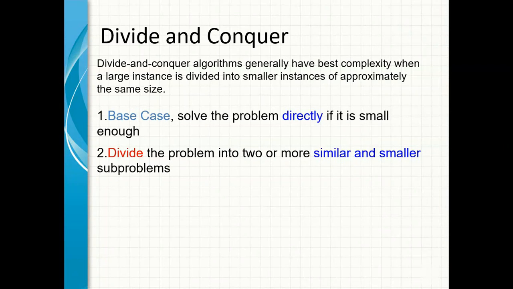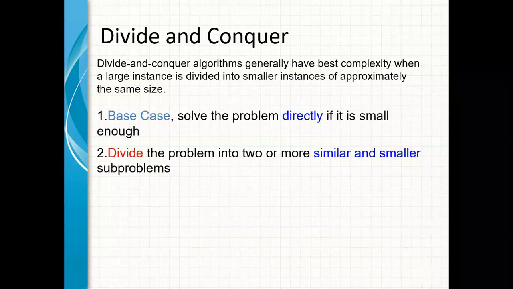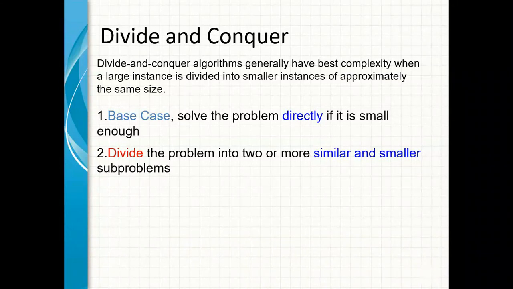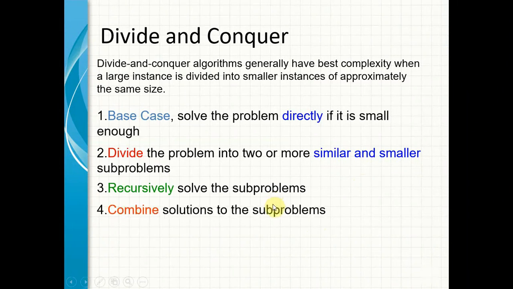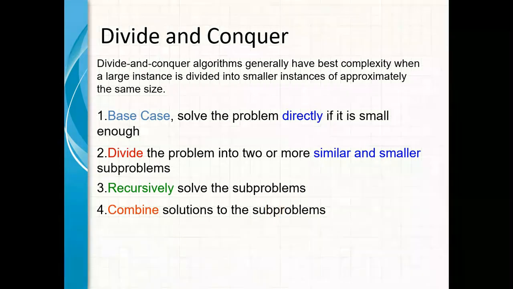So usually we just divide the original one into 2, and then divide the subproblem into 2 parts again, and then further divide it until it gets smaller and smaller. And the first step is to recursively solve the subproblems. And then lastly is to combine the solutions to the subproblems so that eventually the original problem is solved.